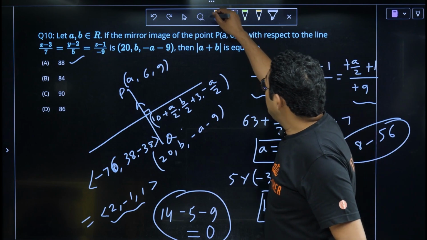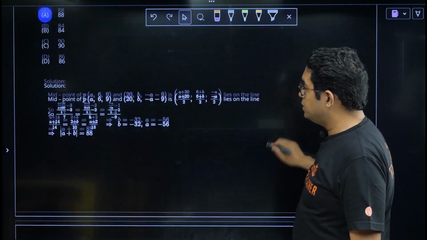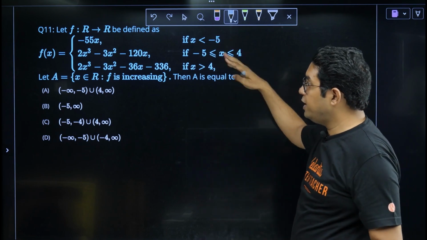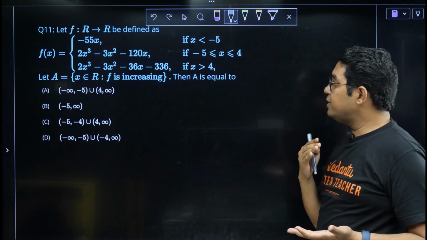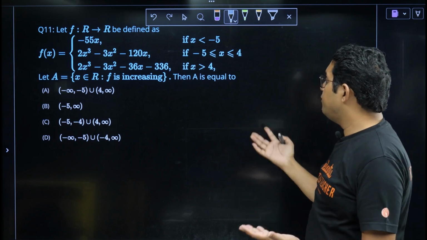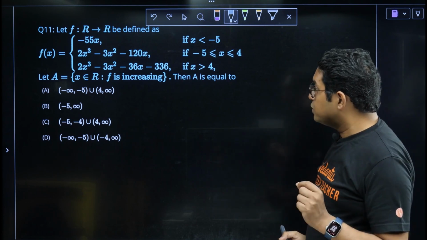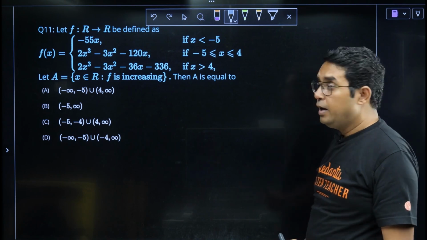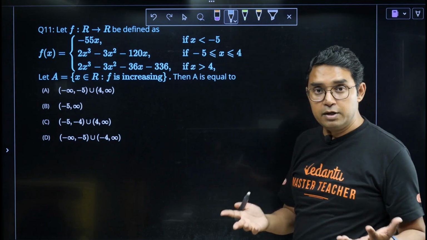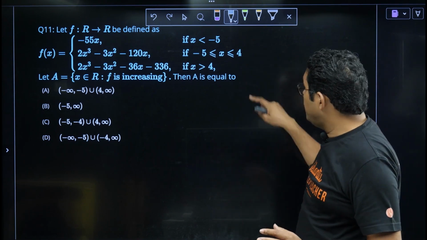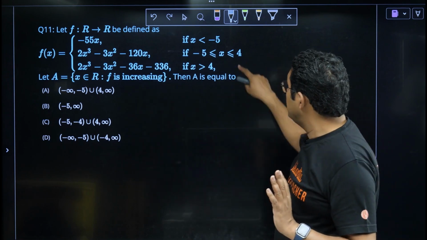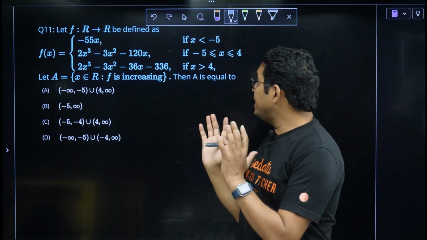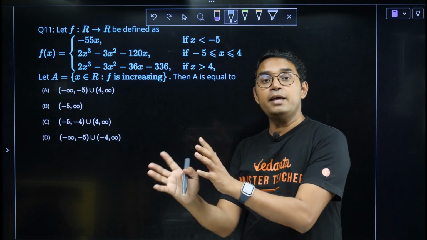Okay. Moving to the next question, that is question number 11. Here answer was A. Yeah. Question number 11. We are given that f(x) is equal to a function in three parts, minus 55x, this cubic and this another cubic. And we are given A as the set where f(x) is increasing. Then we have to find the value of A. Now please listen carefully. In this question, to know where the function is increasing, we will be doing the differentiation obviously. But at end points, the function may not be continuous, the function may not be differentiable. So here you can see that all the intervals are given such that no boundary point like -5 or 4 is included here. So we will be checking within those intervals itself, barring those end points.